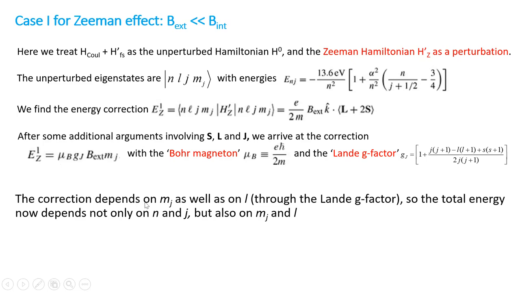Notice the correction here depends on m_J directly, as well as on L, because the Landé g factor depends on L. So the total energy, which before with the unperturbed Hamiltonian just depended on the quantum numbers n and j, now with the perturbation, the Zeeman Hamiltonian, also depends on m_J and L. That means there's no degeneracy left here. All the states with different n, L, j, and m_J have different energies with this perturbation from the Zeeman Hamiltonian.